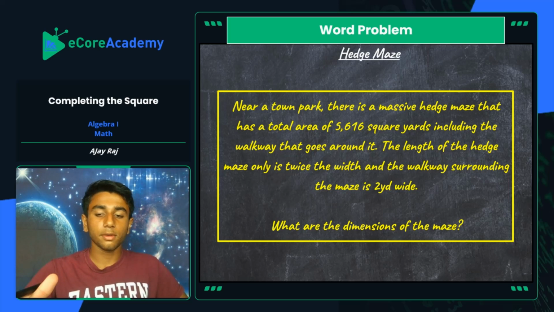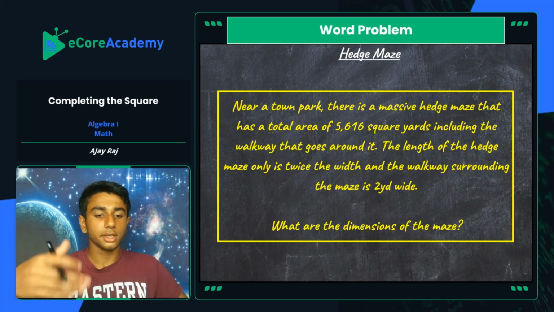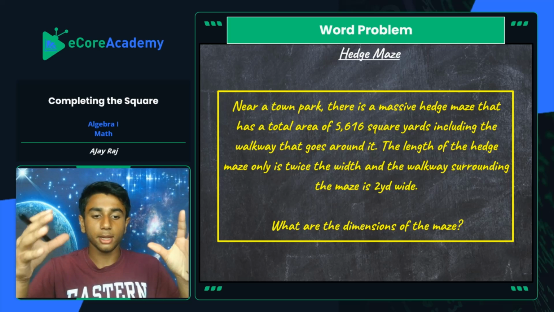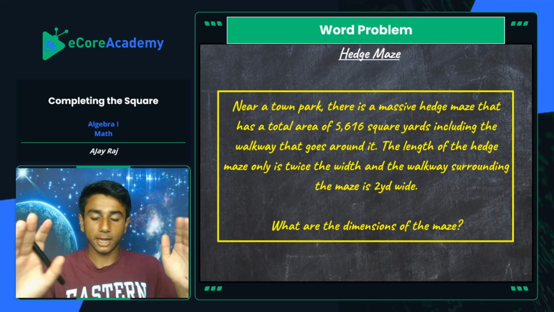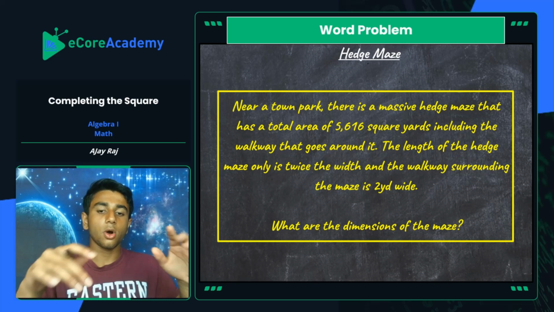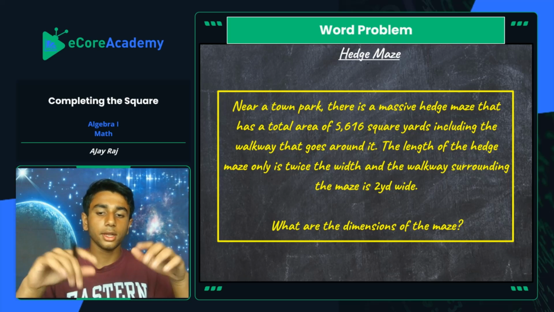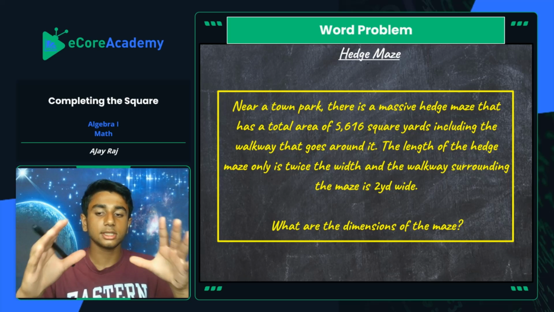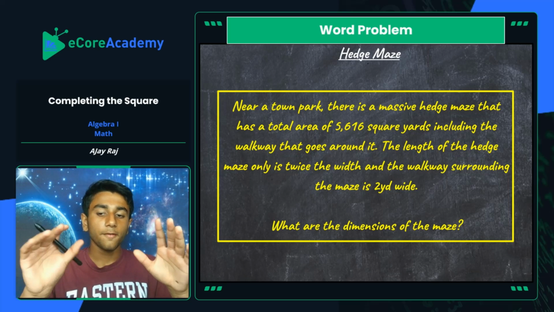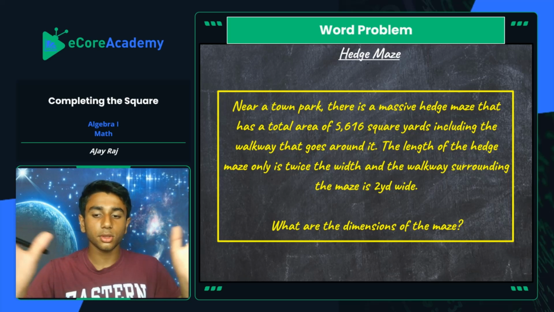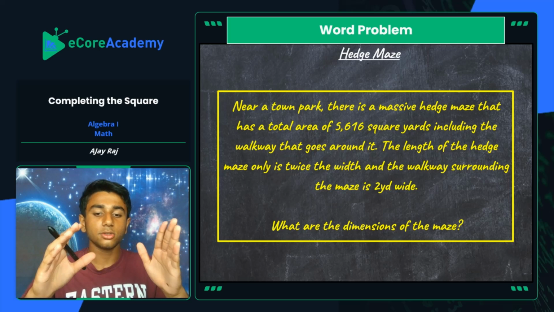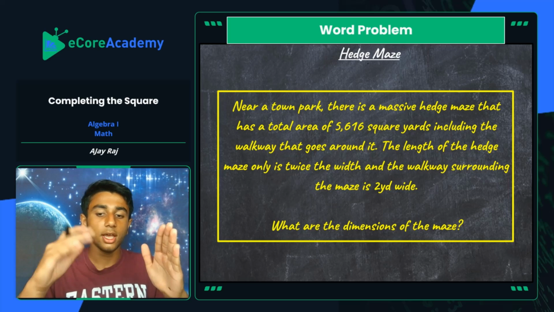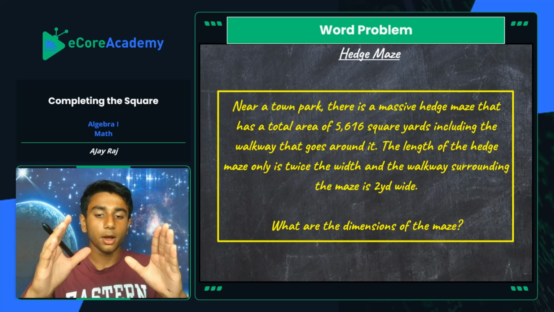So if you look at the info given, we're given a hedge maze, essentially like a regular maze that you go through. It's made out of those hedges, those giant bushes essentially that are shaped out. It's a giant hedge maze, and it also has a walkway that goes around it. Now, the walkway and the hedge maze together is 5,616 square yards. However, for just the hedge maze alone, excluding the walkway, the length of the hedge maze is twice the width, essentially.